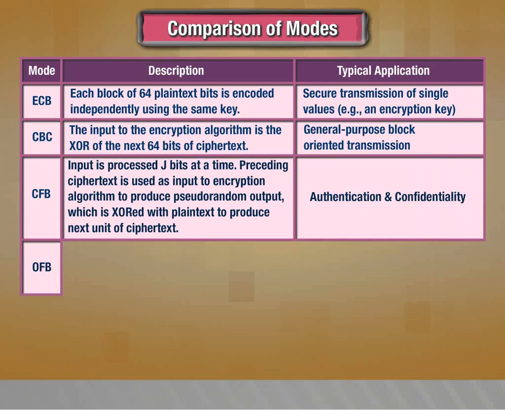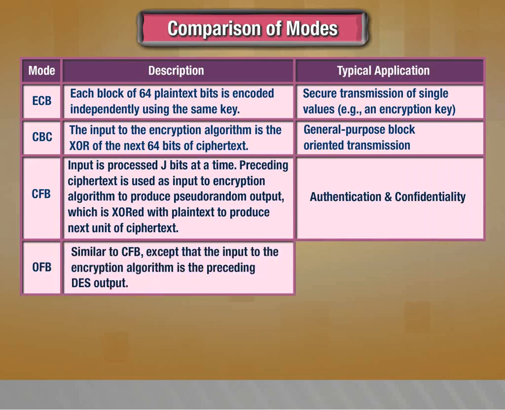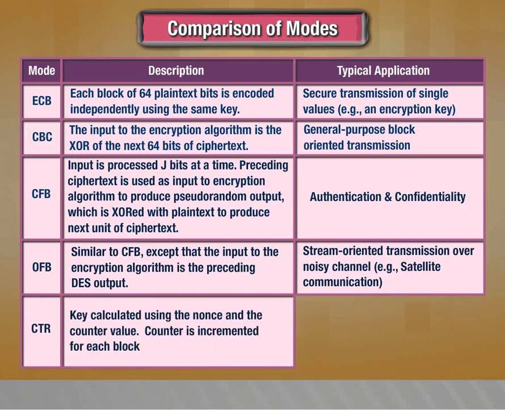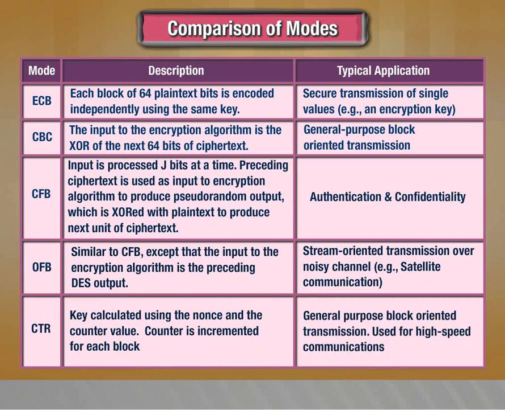OFB: similar to CFB, except that the input to the encryption algorithm is the preceding DES output. Typical application: stream-oriented transmission over noisy channel, for example, satellite communication. CTR: key calculated using the nonce and the counter value. Counter is incremented for each block. Typical application: general purpose block-oriented transmission, used for high-speed communications.